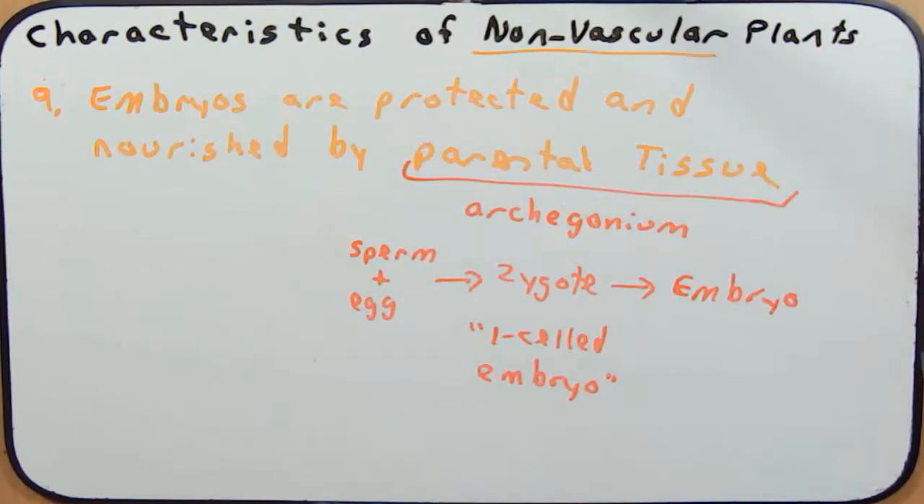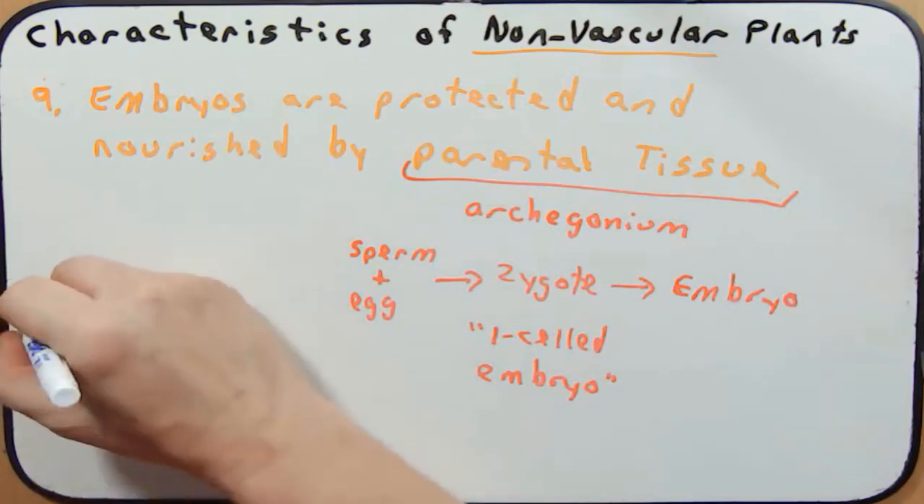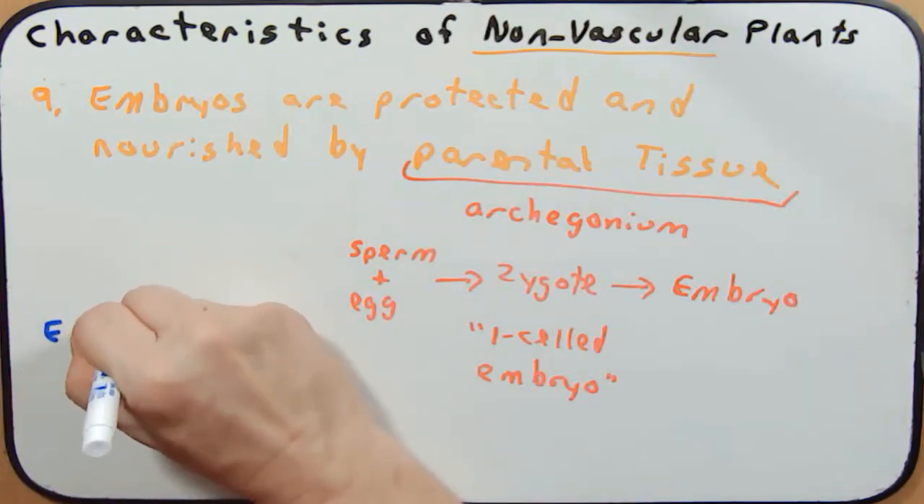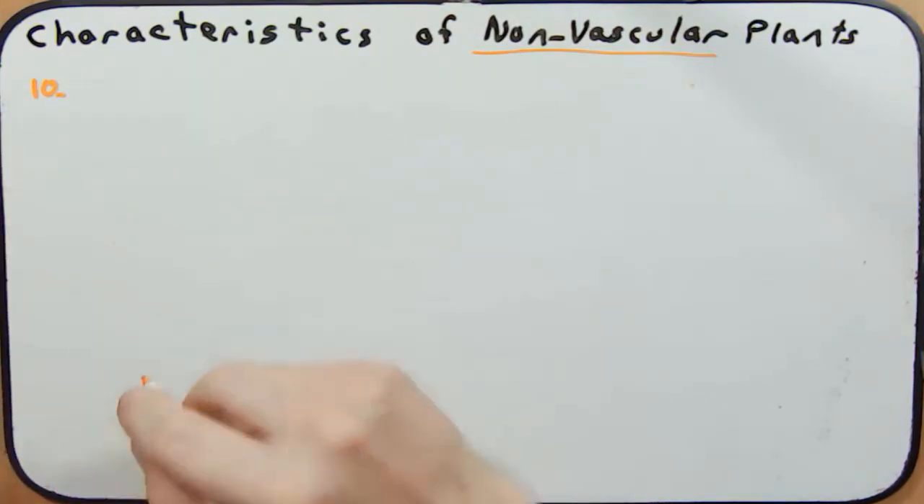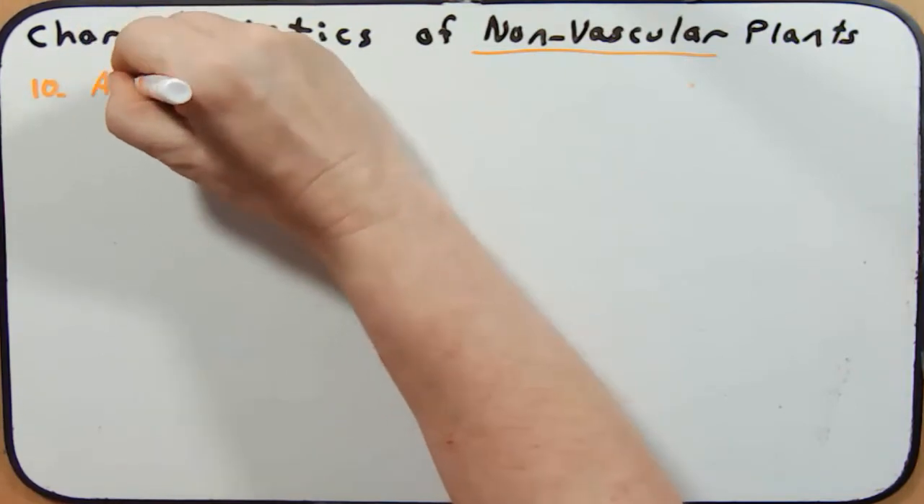And a very important feature here is, as the embryo is being developed, it receives all of its nutrients from this archegonium. Because of this feature of the embryo, developing in the parental tissue and being nourished by the parental tissue, we call plants embryophytes. This is very analogous to the way you might think of how mammals develop inside of the amniotic sac inside of the mother. And the 10th characteristic I'd like to talk about is alternation of generation.